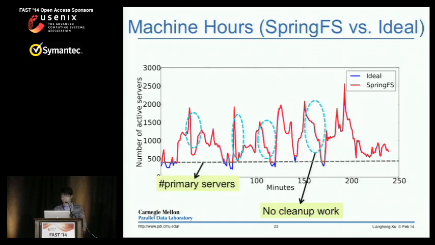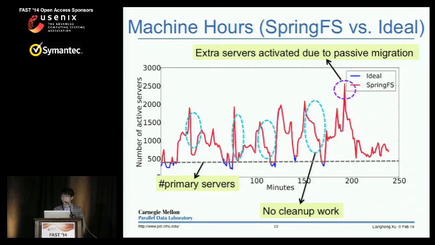However, SpringFS cannot shrink its size below the number of primary servers, as indicated by the dashed gray line. This explains the visible gaps between SpringFS and the ideal system near the bottom of the graph. You might not be able to notice it, but there is indeed some difference between SpringFS and the ideal system when increasing the system size. This is because some extra number of servers need to be temporarily activated due to passive migration.